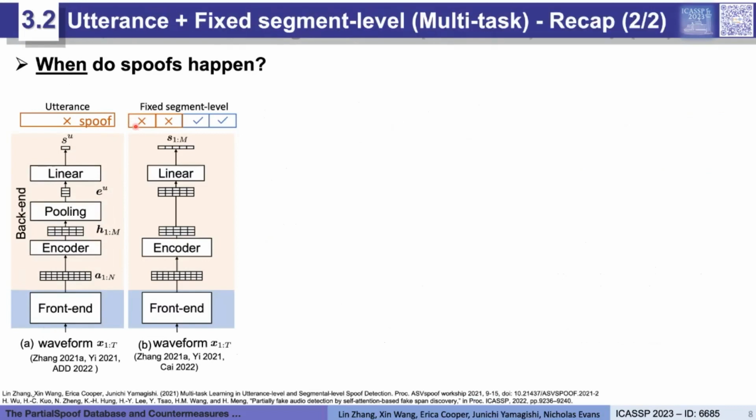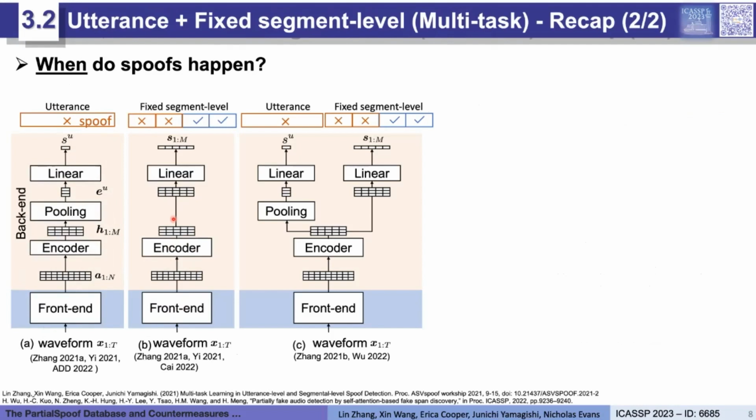We can achieve those two different questions independently by using the utterance-level countermeasure or the segment-level countermeasure. We can also achieve those two scores simultaneously based on multitask learning as shown here. However, as I introduced previously, there are still limitations. The segment-level score can only predict the score for a segment with limited length, which is dependent on the encoder structure.